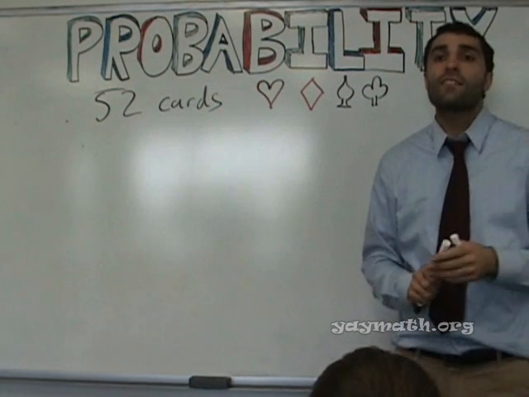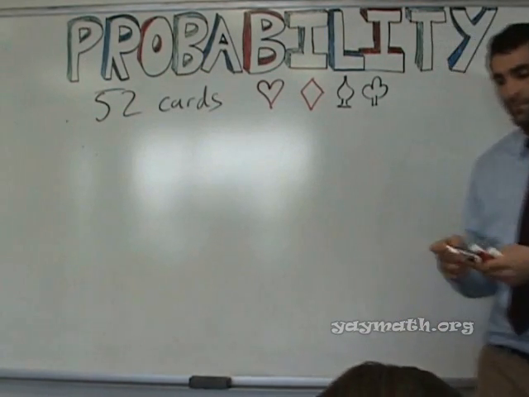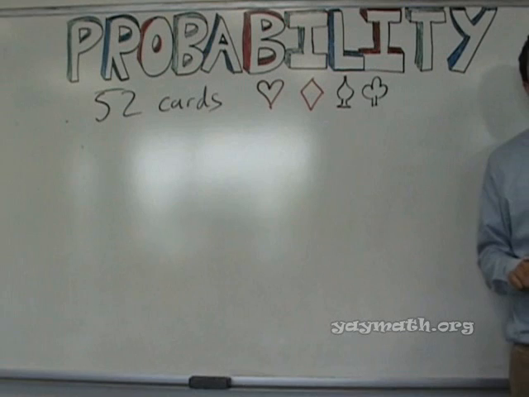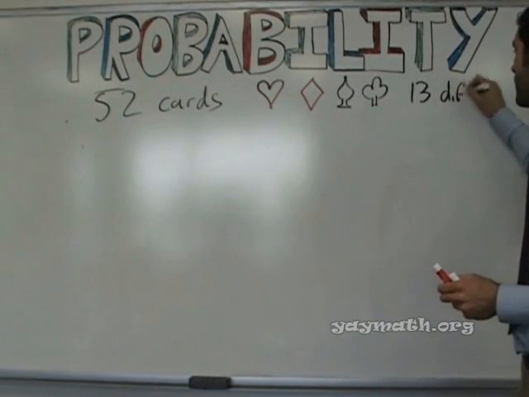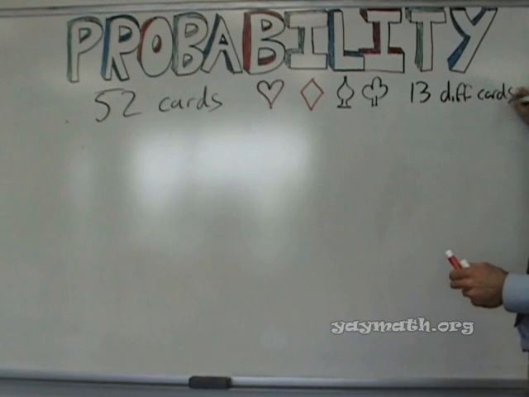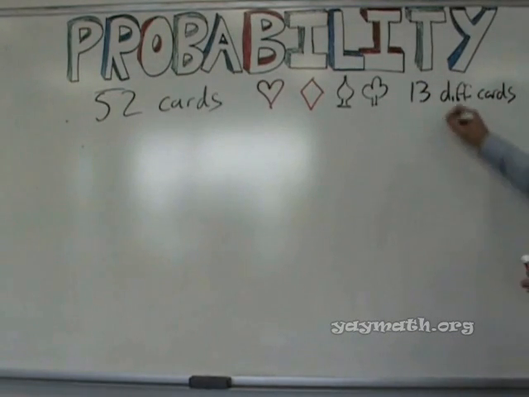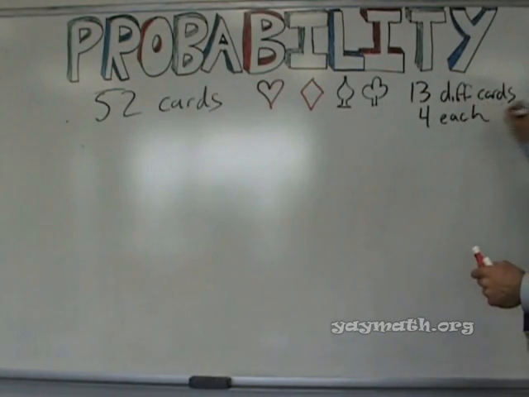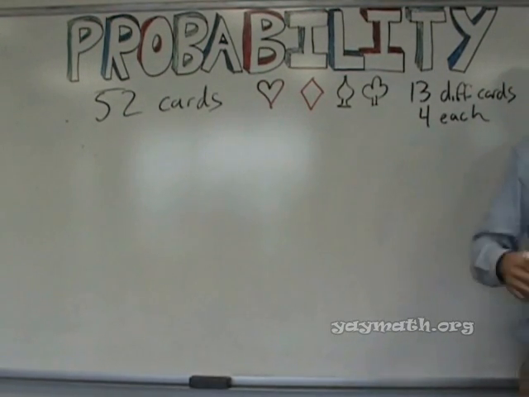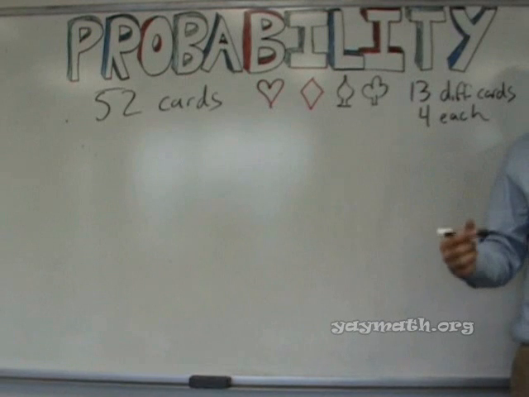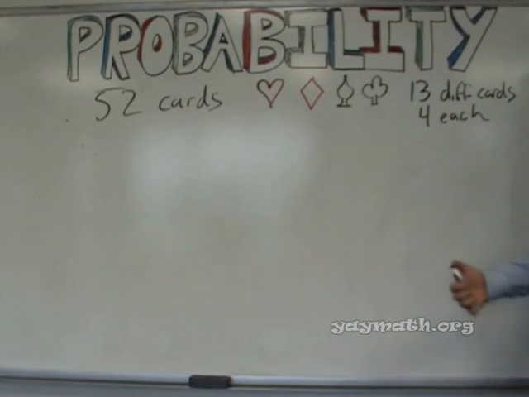Wouldn't the ace be a letter? Oh, yeah, so I'm not going to count the ace as a picture. So there's 13 different cards. And how many of each of the 13? 4 each. There's 4 2s, 4 3s, 4 4s, 4 5s, 4 6s. Okay? Alright, so here we go.